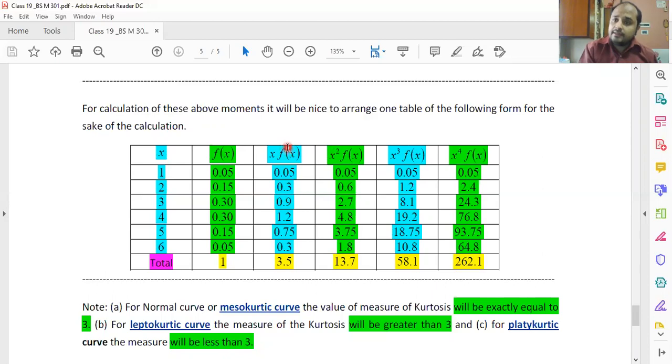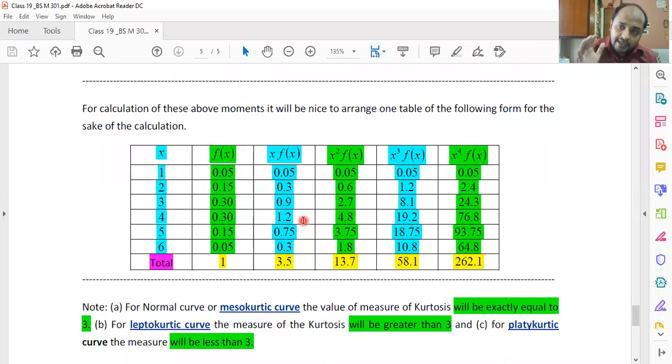You know that the summation of this x f(x) will give you the expectation of capital X. Summation of x square f(x) will give you the expectation of capital X square. Summation of x cube f(x) will give you the expectation of capital X cube. Summation of x to the power 4 f(x) will give you the expectation of capital X to the power 4. I have written all the summations and I have made them yellow colored.